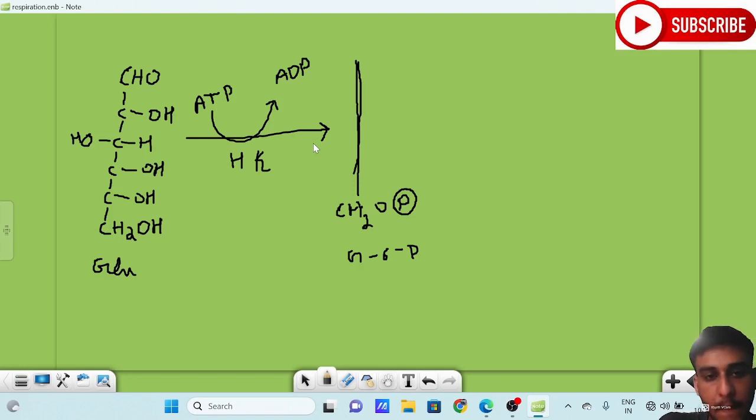Hexokinase. So kinase means the enzyme which adds phosphate. So the name of the enzyme is hexokinase. Glucose has been converted into glucose 6 phosphate with the help of ATP and a kinase. The name of the kinase is hexokinase. This is the first step. Okay. Next, what was the step?